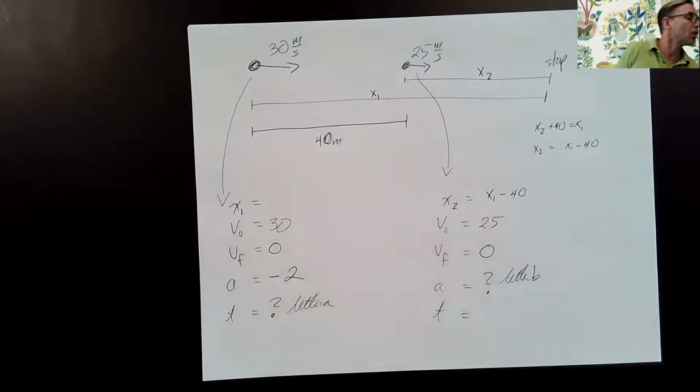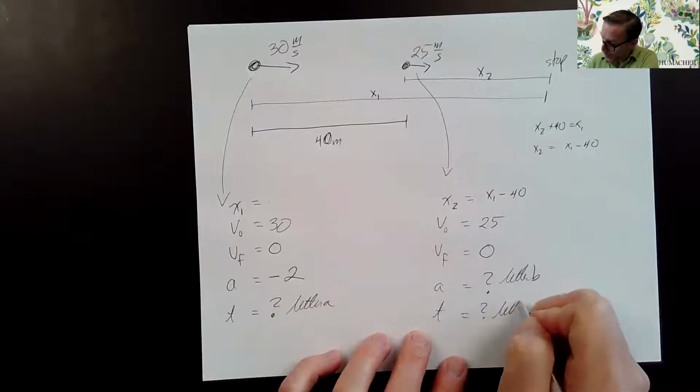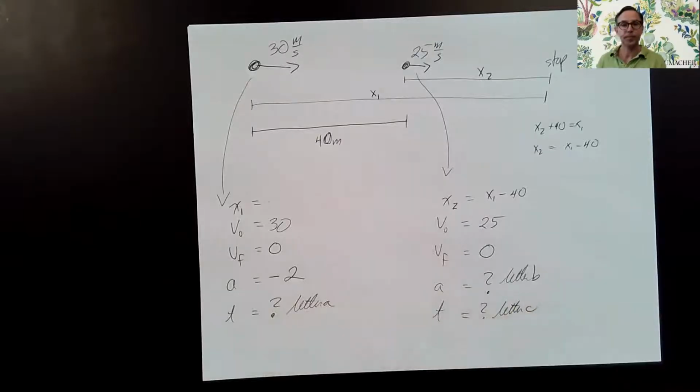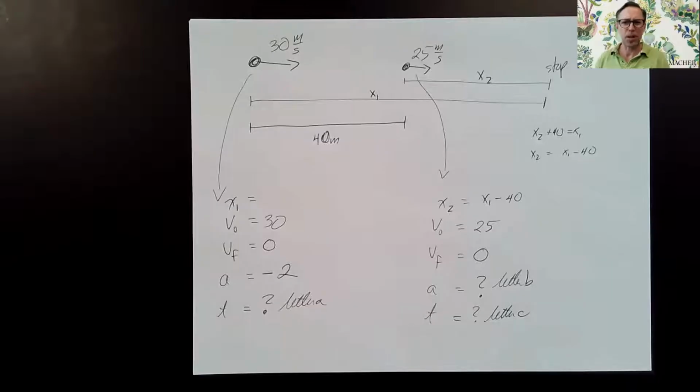And then letter C, how long does it take for the chasing car to stop? And that's letter C. Are you seeing how I did that? So see if that all makes sense. Maybe put it on pause, think through it. And then what I'm going to do, I'm going to change colors here because everything else is just a little bit of algebra.